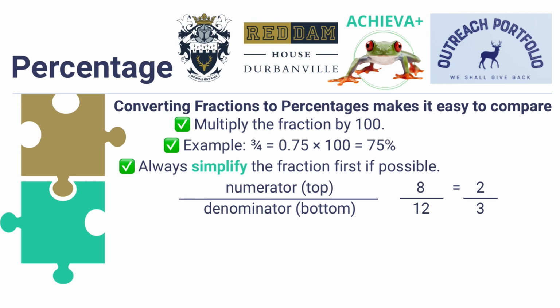The numerator, or the top number, divided by the denominator, or the bottom number. For example, if the numerator is 8 and the denominator is 12, you can simplify this to 2/3 before multiplying it by 100. 2 divided by 3 is 0.66 times 100 is equal to 66%.